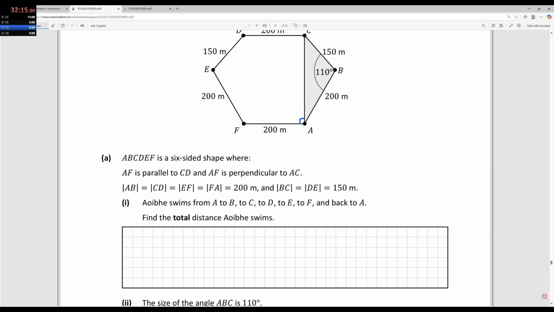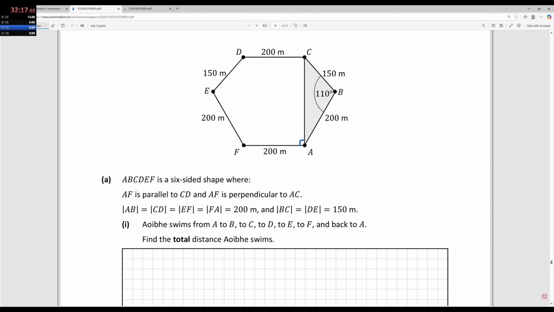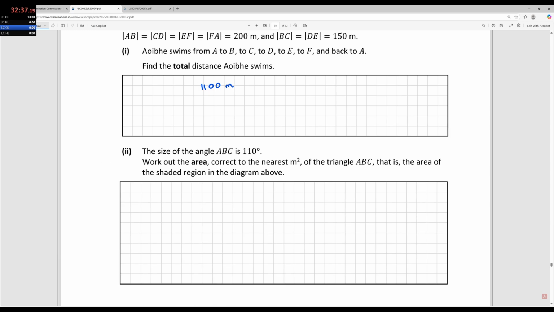AB. They have all that in. I don't need to read. Well, I've read it. She swims from A to B to C to D to E to F and back to A. So all the way around the outside. Find the total distance she swims. Okay, so that's going to be 1,100. Sick. The size of the angle is 110.